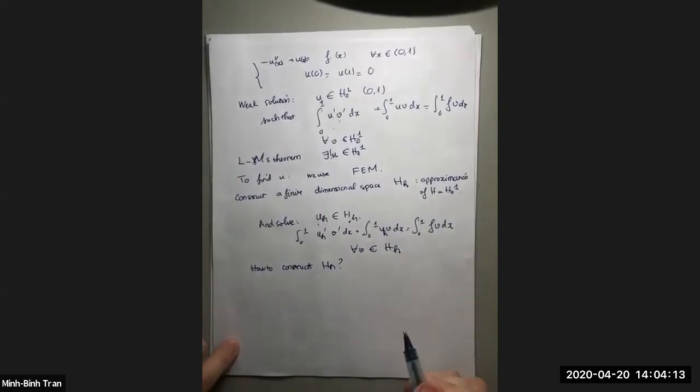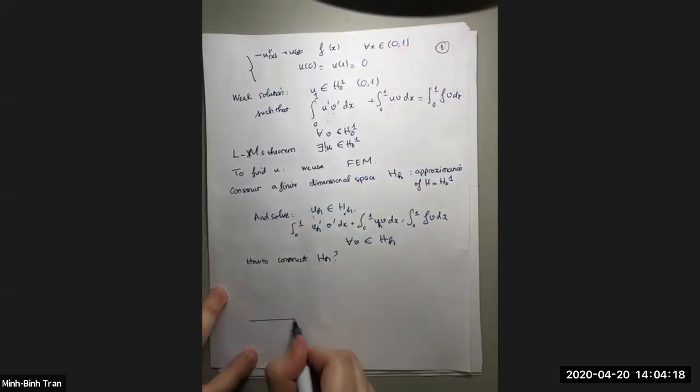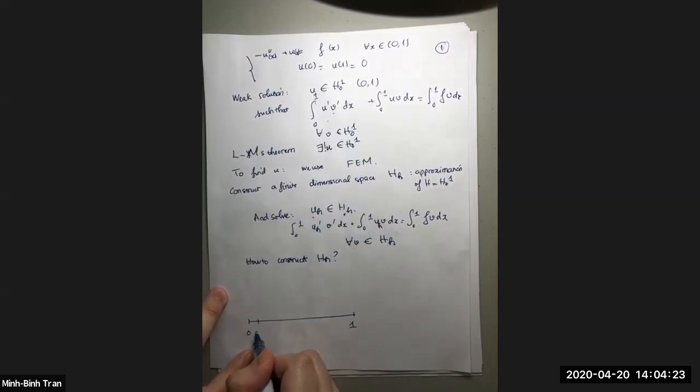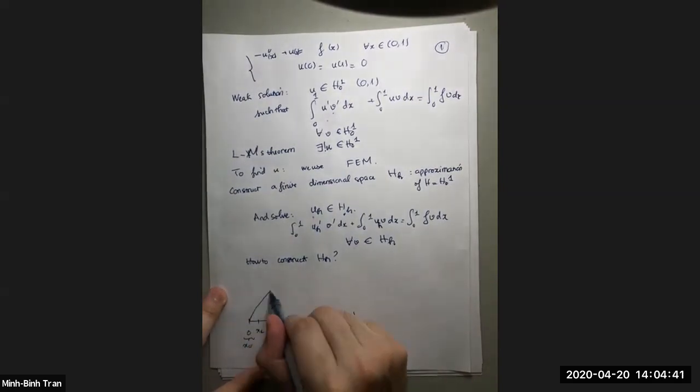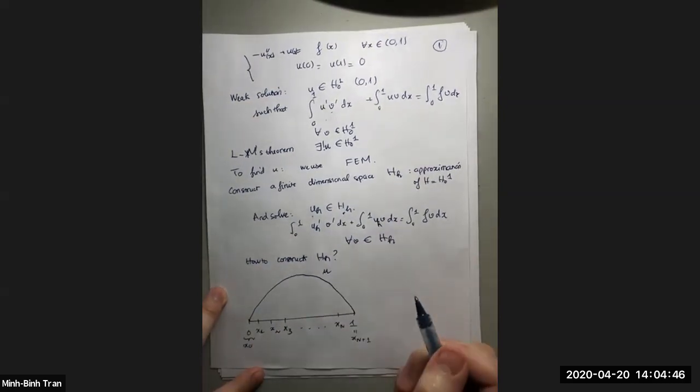So how to construct H_h? The idea is simple, right? You divide the interval 0 to 1, and this is x_1, x_2, so this is x_0, x_3, x_n, and this is x_{n+1}. All right, so you divide this interval into smaller intervals with the same size. And then, for instance, if you have a function u, so this is the function u.